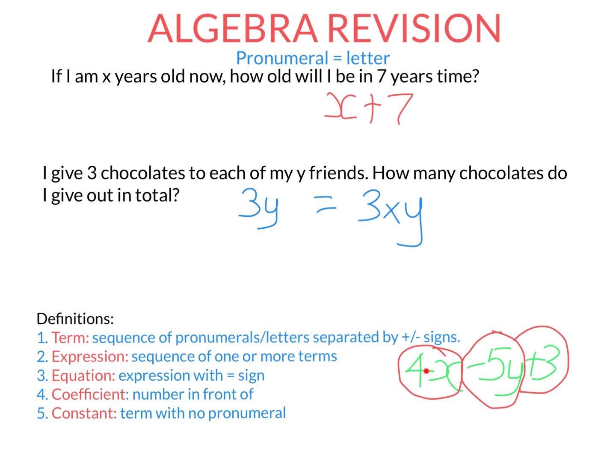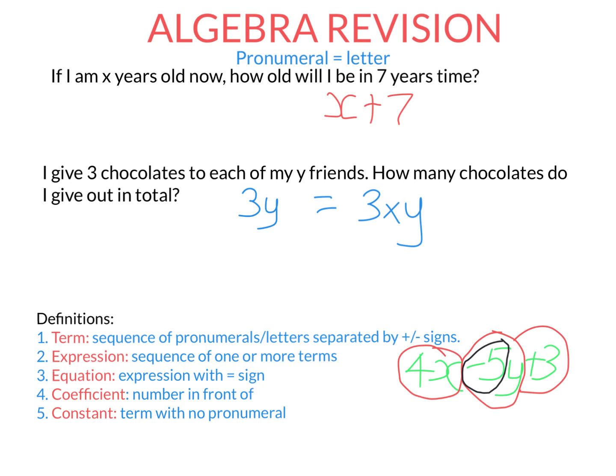So in this expression with 3 terms, there are 2 pronumerals or 2 variables. X is one, y is the other. So the coefficient of x is 4. Coefficient just means number in front of. So the word coefficient will come up heaps throughout your maths career, so make sure you know what it means. So the coefficient of x is 4. The coefficient of y is actually not 5, it's negative 5. The number in front of y is not positive 5, it's negative 5. So coefficient of x is 4, coefficient of y is negative 5.